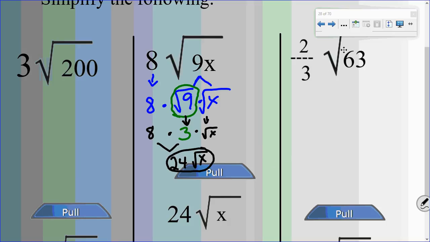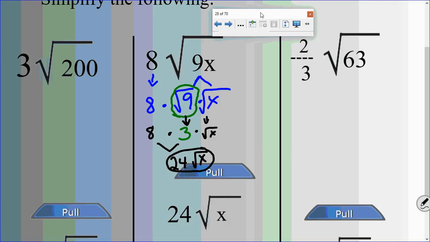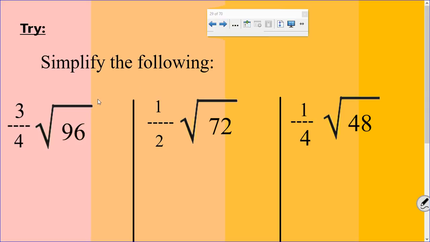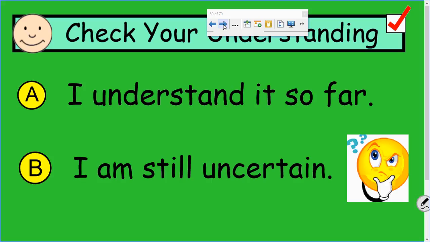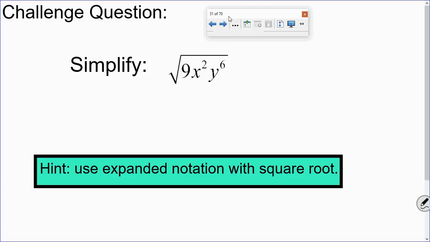Good question. Here's an interesting one. We got a fraction times the square root of 63. So find out what the square root of 63 is, and you multiply your fraction times that. So that's a good question. So here's some more with fractions times the square root of those values, so you can practice those. So check your understanding, see if you understand it so far. If you do, great, but if you're not certain, write down your questions, rewatch the video, bring your questions in tomorrow. I'll be glad to help you out.